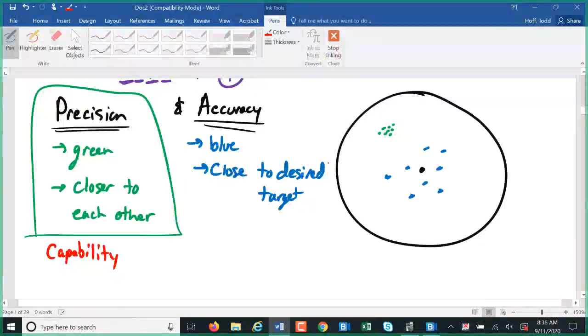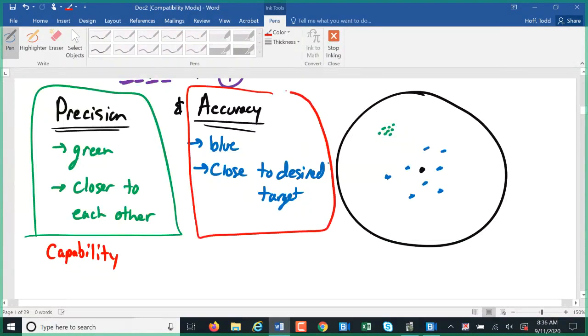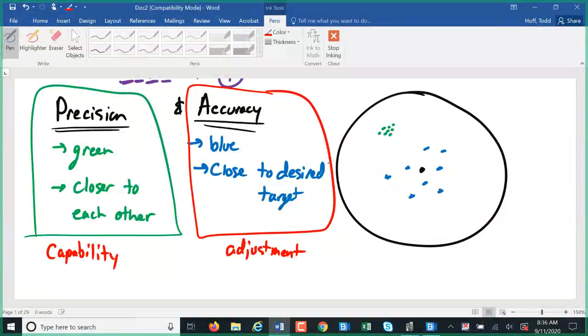Accuracy, then, if we have the precision, we have that capability, accuracy is often a matter of simply adjustment. The green holes there are precise, but they're not very accurate. They're not real close to our desired center there. But we can adjust to make them closer. We can fix accuracy with adjustment. Precision we cannot fix with adjustment. Precision is a quality of the machine, a capability of that machine.